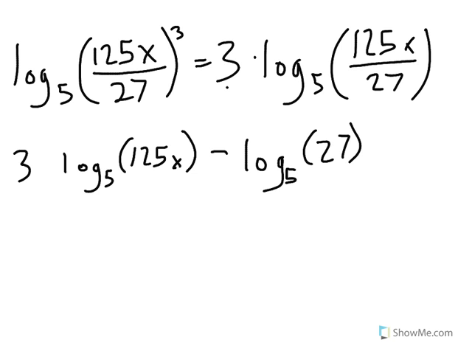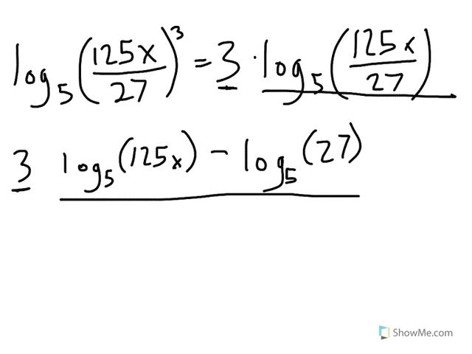Now, if you notice, this 3 up here is being multiplied by everything that's in that log. So this 3 right here needs to be multiplied by all of this that we just expanded out. So you need to put parentheses, or if you don't like parentheses, since you already have parentheses around the logs, you could also use square brackets to show that you need to distribute that 3.